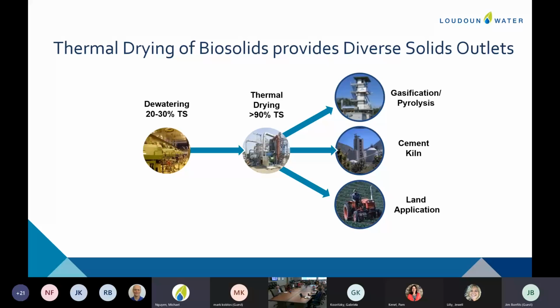Do you use the digester gas to fuel the thermal dryer? Fuel the dryer, absolutely. And that is the nice thing about pyrolysis: the pyrolysis process also removes energy from those solids, which can then feed back to the dryer too when we get that, and definitely helps supplement energy in the long term.